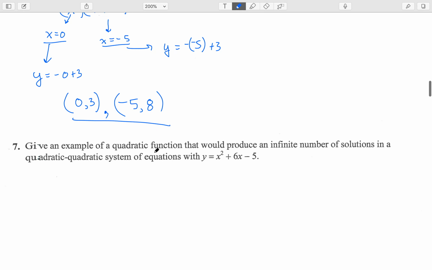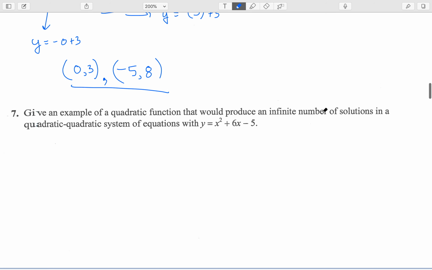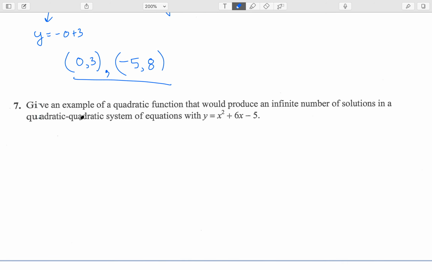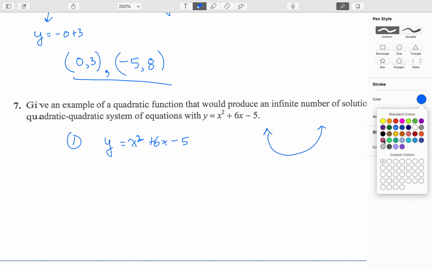Okay, it says, give an example of a quadratic that would produce an infinite number of solutions in a quadratic system where one of the equations is this. Okay, so this is one of the equations. The first equation is y is equal to x squared plus 6x minus 5. So it has an infinite number of solutions. In other words, that's one parabola. And the other parabola is like right on top of it, and it's the exact same parabola.